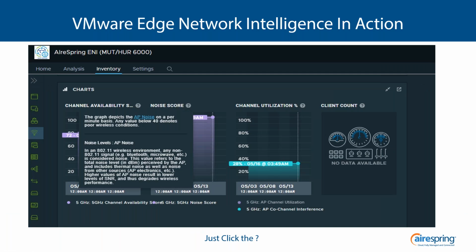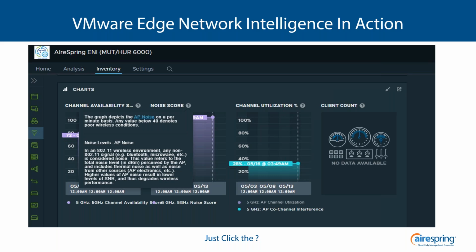Oh, Chuck, what's that signal to noise ratio thing? Well, here I was watching an access point in my lab, and I clicked on the noise score, and it says, read it. It's AP noise per basis. Any value below 40, you got problems. Okay. I don't even know what AP noise was, but I know anything below 40, I got problems.